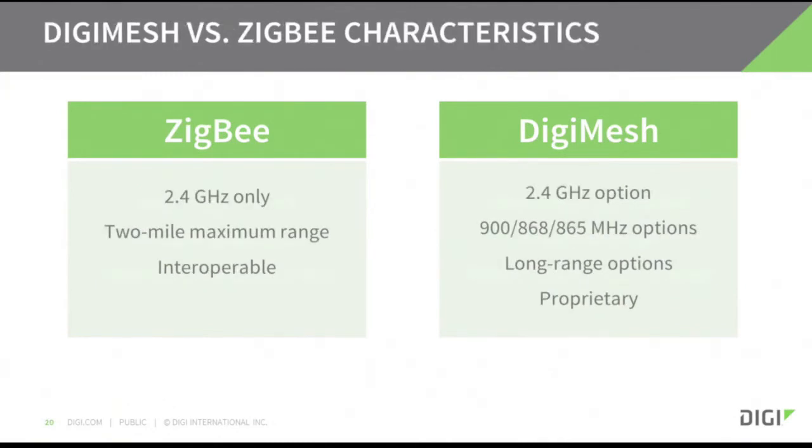ZigBee is available only on 2.4 gigahertz. It has a maximum range of about 2 miles line of sight with our Pro versions, but it does offer interoperability with other ZigBee devices, which can be a game changer for applications where you need to work with other devices such as home automation devices. DigiMesh, we have the 2.4 gigahertz for worldwide adoption. We also have 900 megahertz, 868 and 865 for regional deployments. And these frequencies give us better material penetration as well as longer range options, higher output power than is available on the 2.4. But DigiMesh is a proprietary protocol, only works with other DigiMesh modules from Digi.